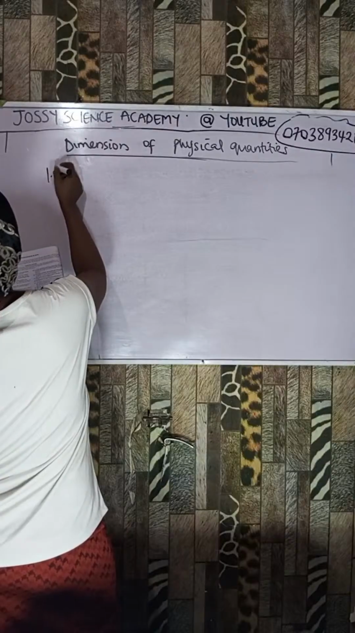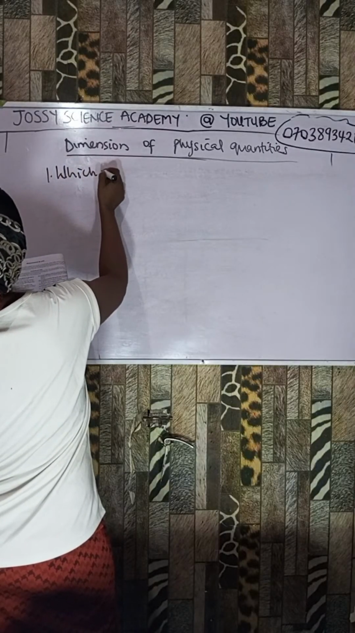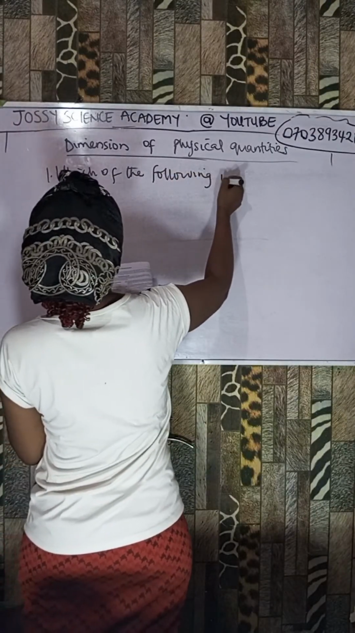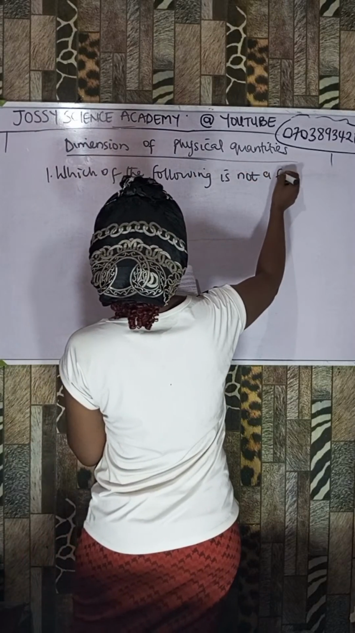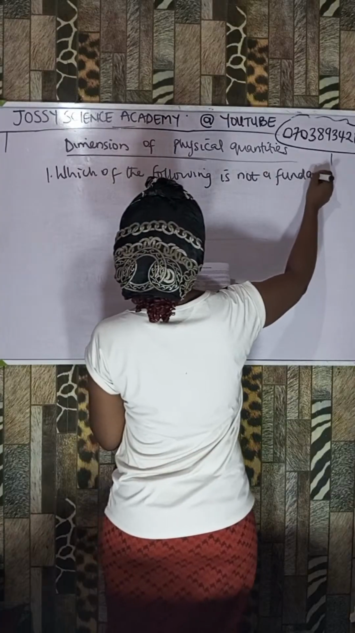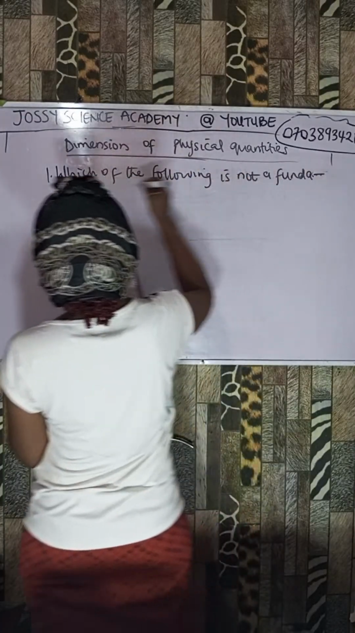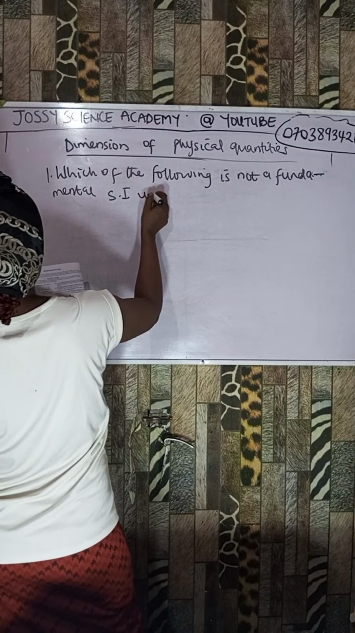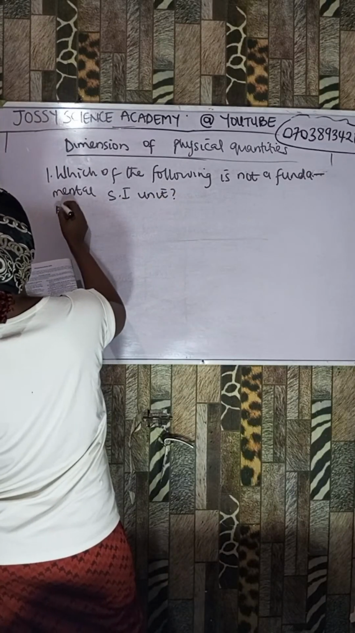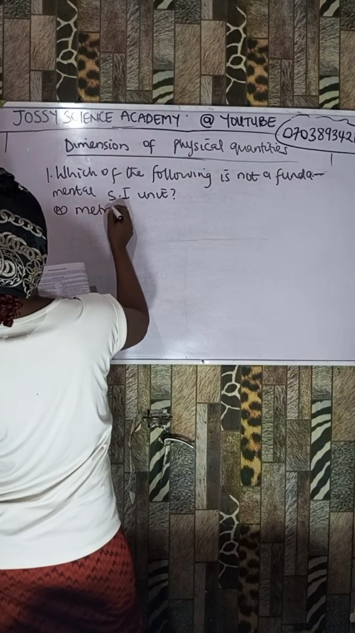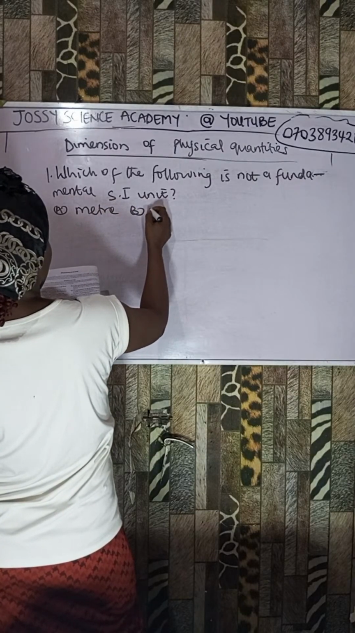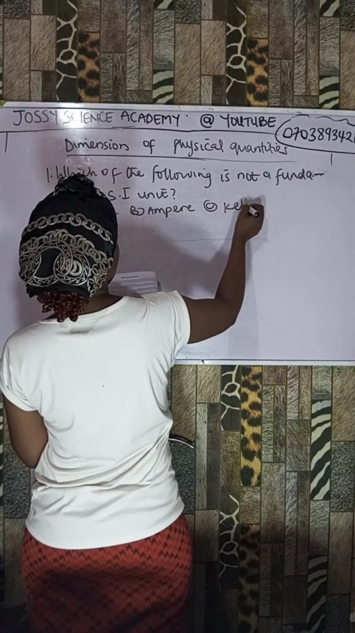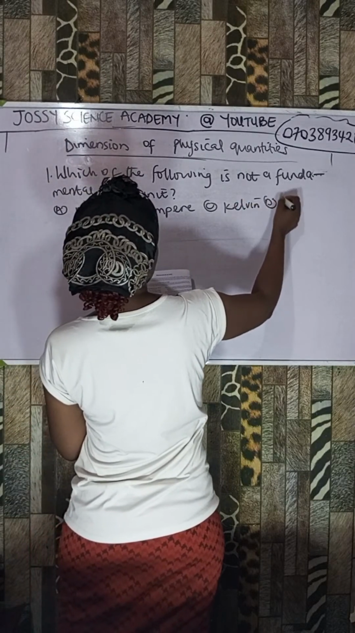The question says, which of the following is not a fundamental SI unit? A is meter, B is amperes, C is Kelvin, D is radian.